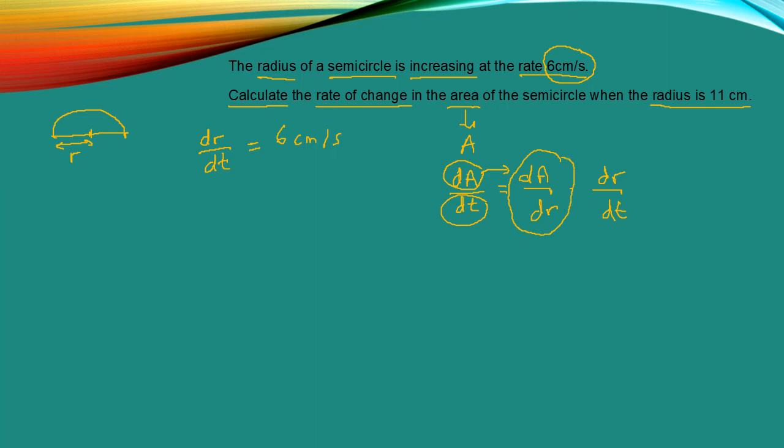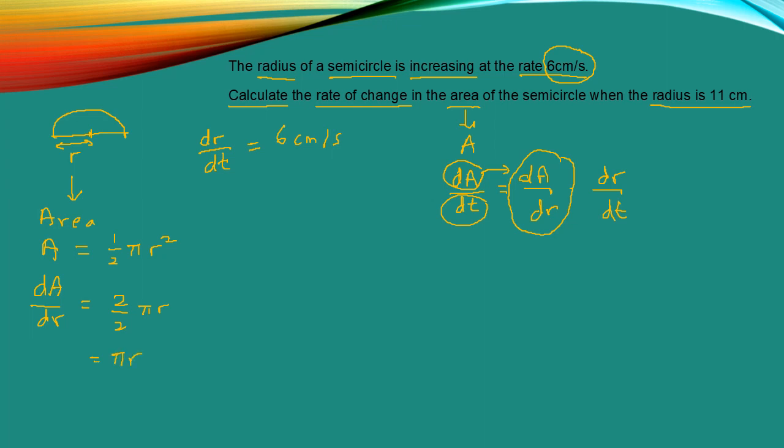We will use the formula for the area of a semicircle. The formula for the area of a semicircle is equal to 1 over 2 pi r squared. From here, we can differentiate the function A with respect to r. So dA over dr: differentiating 1 over 2 pi r squared, we get 2 over 2 pi r, which is equal to pi r.